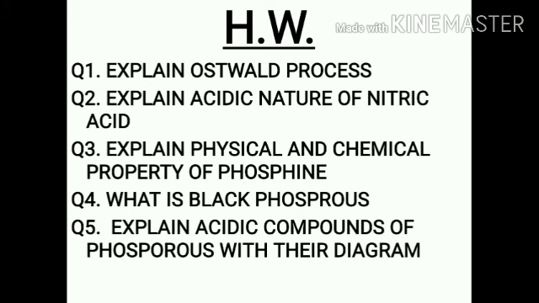We are going to do some important questions. Question number one: explain the Ostwald process. By the Ostwald process we can form nitric acid. Question number two: explain the acidic nature of nitric acid. Most important question: explain the physical and chemical properties of phosphine. It is also a most important question. Then: what is black phosphorus? And question number five: explain the acidic compounds of phosphorus with their diagrams.